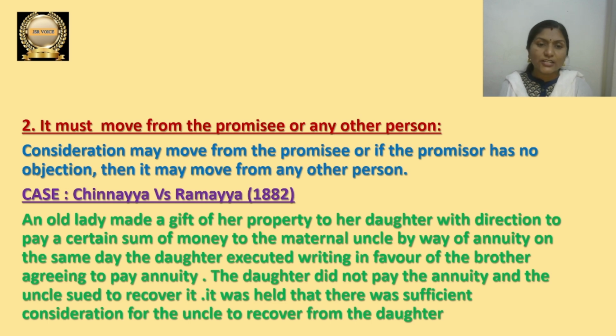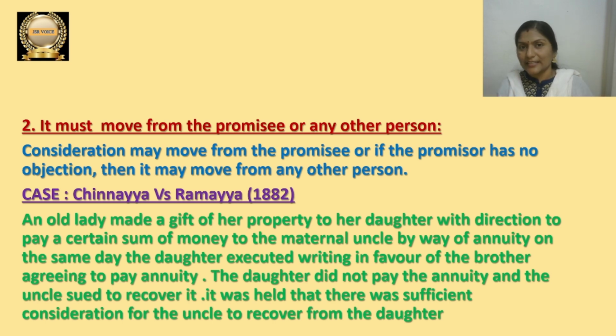So consideration may move from the promisee, or if the promiser has no objection, then it may move from any other person also. So consideration does not only move from the promisee; if the promiser accepts it, if he is not having any objection, then that consideration may move from a third party also. It may not be from the promisee, it may be from another party also, if the promiser accepts it.